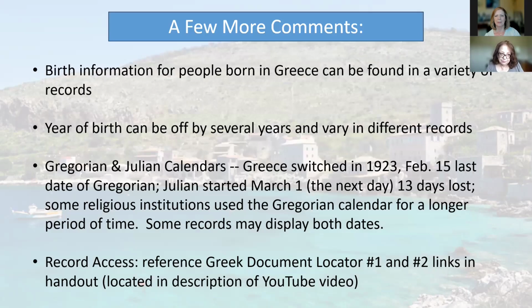A few more comments. Birth information for people born in Greece can be found in various records. The year of birth can be off by several years and vary in different records. Gregorian and Julian calendars: Greece switched in 1923, and February 15th was the last day of the Julian calendar. The Gregorian calendar started March 1st, the next day, so 13 days were lost. Some religious institutions use the Julian calendar for a longer period of time, so many records may display both dates. You might see them written with a slash in between the first one and the second one.